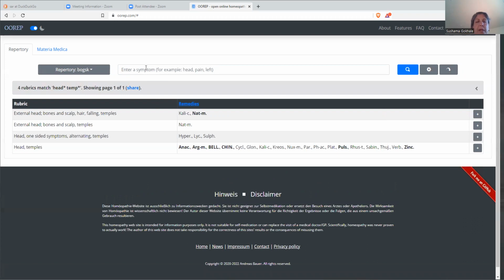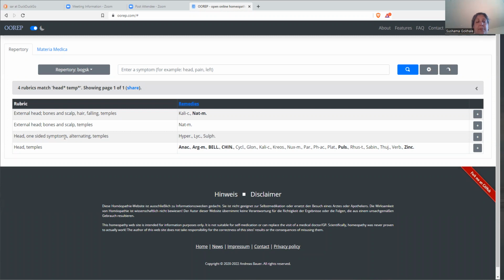So these are the temple headaches. External head, bones and scalp, hair falling, temples: Kali carb and Nat mur. Nat mur is great for migraines and temple headaches. If you have bones and scalp and temples hurting, Nat mur is a good one.